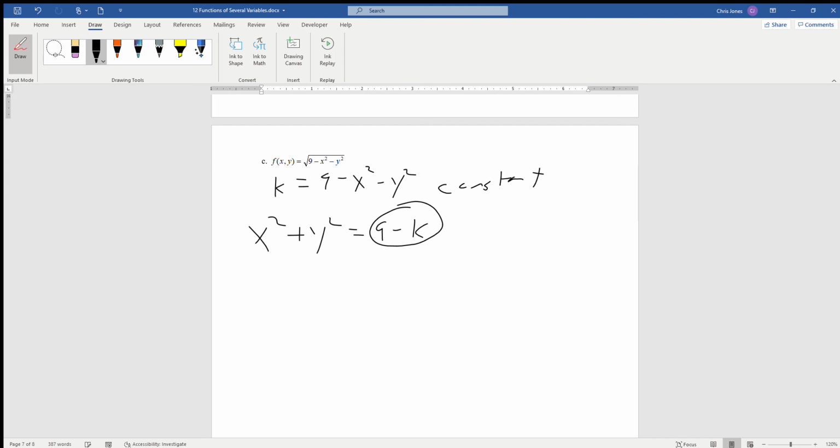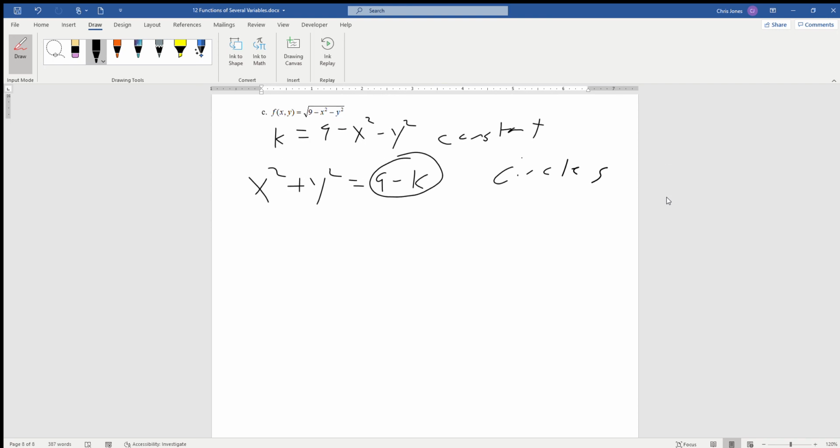And so what we end up with is a family of circles, since x squared plus y squared is r squared. And the radius of the circle will be the square root of 9 minus k. All right, so let's say k was equal to 1. So that would be x squared plus y squared equals 9 minus 1, which is 8. So we end up with a circle of radius root 8. And the square root of 8 is a little bit less than 3. That's 2.82.